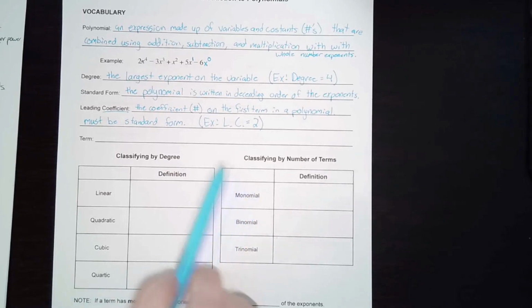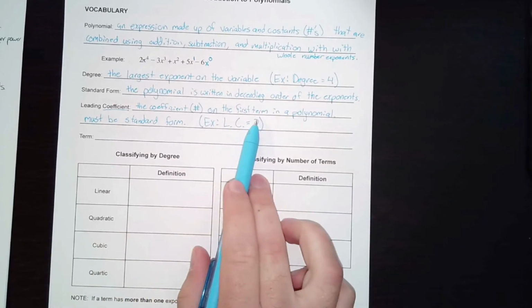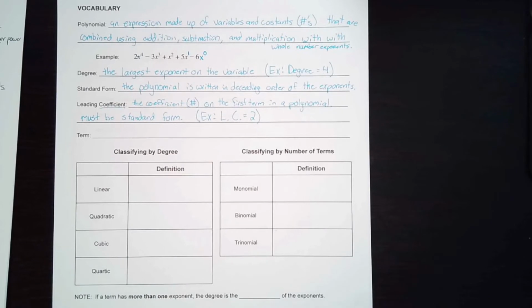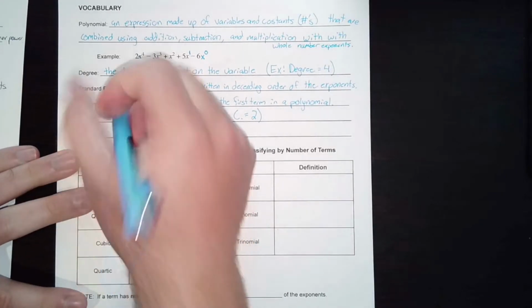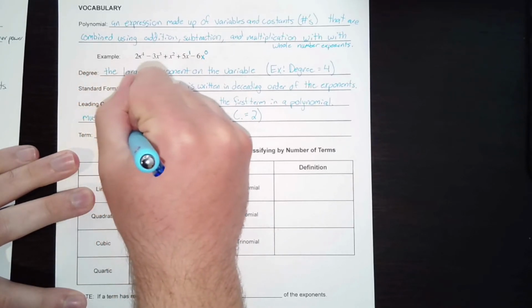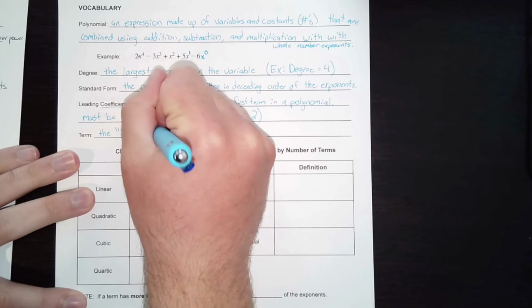Next thing, I used a word here in this definition that we should probably talk about, term. Okay, that's a word that we use quite often in math, but we want to make sure that we are very clear about what we mean by that. So term is going to be what we call the pieces or the parts of the polynomial.